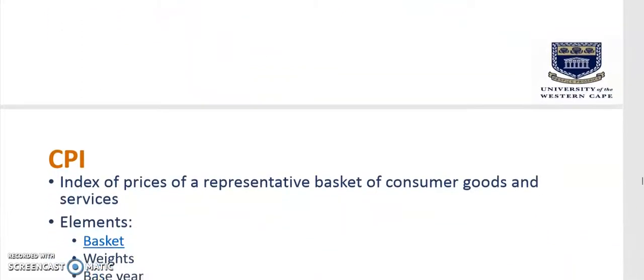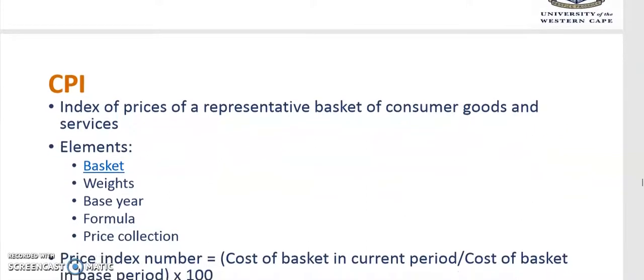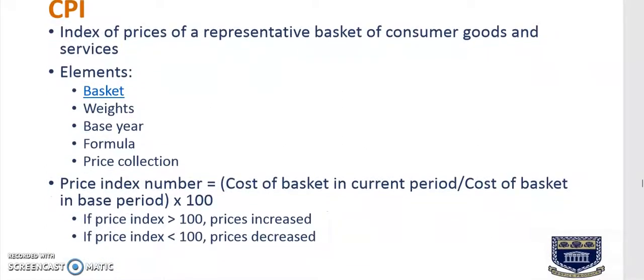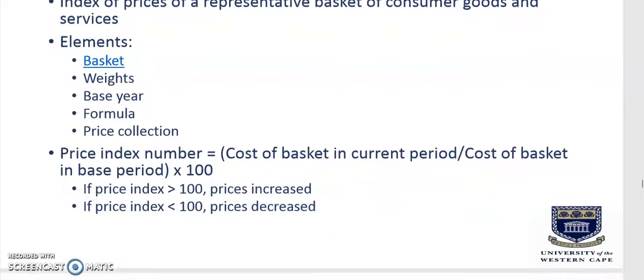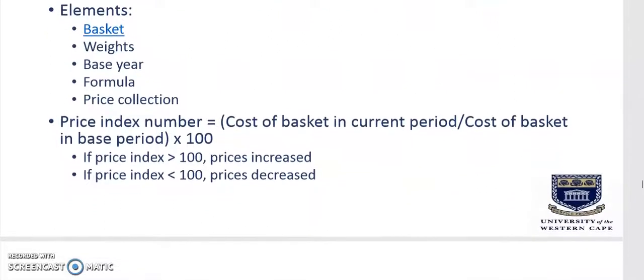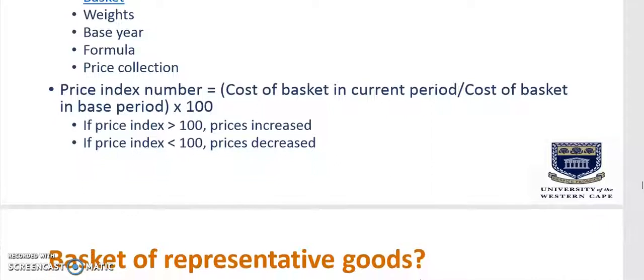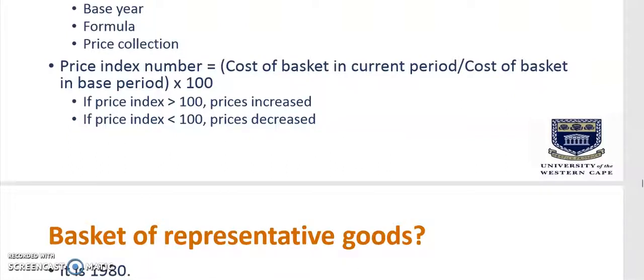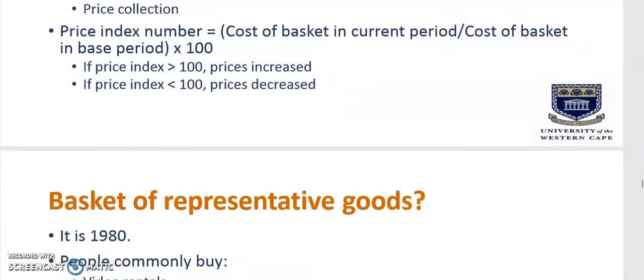CPI is the index of prices of a representative basket of consumer goods and services. The elements of CPI are as follows: the basket, the weights, the base year, the formula, and the price collection. The price index number is equivalent to the cost of the basket in the current period divided by the cost of the basket in the base period, times 100. You are always given the cost of the basket for the base period. If the price index is greater than 100, it means that prices have increased, and if the price index is less than 100, then prices have decreased.